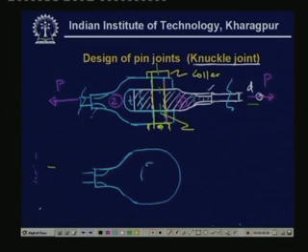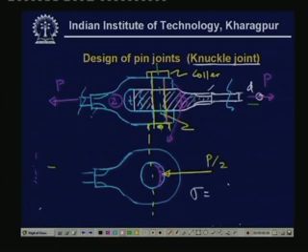But now instead, for each fork we have P by 2 load. So here the pressure distribution is such that each one takes, let us consider the top one, a load of P by 2. So each fork here, if it has to break, then the stress sigma will be equal to P by 2 divided by the area.